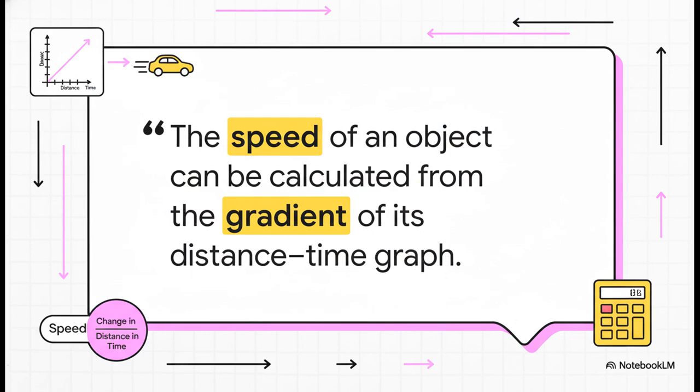Seriously, if you only remember one thing from this section, make it this. The gradient of a distance-time graph is speed. Burn that into your brain. Remembering that one little fact can be the difference between getting a question right or wrong, and it's so often an easy mark just sitting there waiting for you.